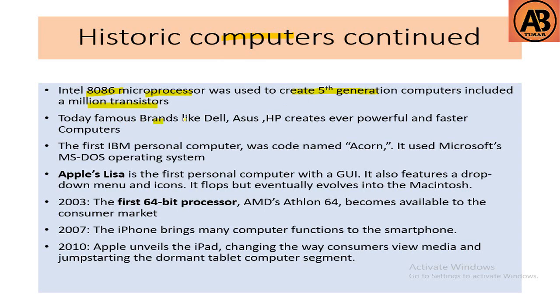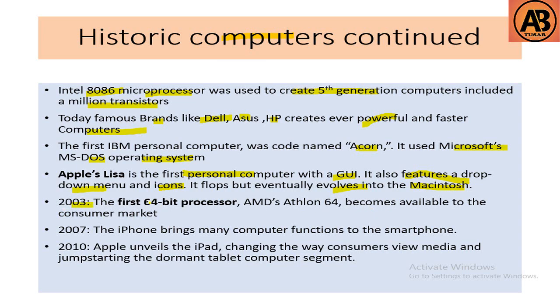Today famous brands like Dell, Asus, HP create ever more powerful and faster computers. The first IBM personal computer was codenamed Acorn. It used Microsoft's MS-DOS operating system. Apple's Lisa is the first personal computer with a GUI. It also features a drop-down menu and icons. It flops but eventually evolves into the Macintosh.